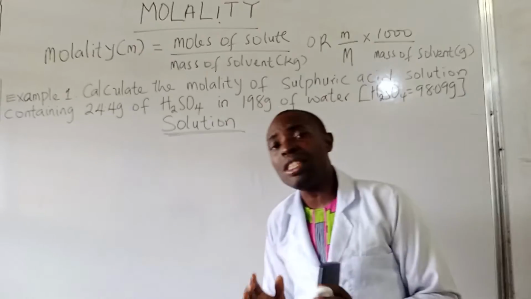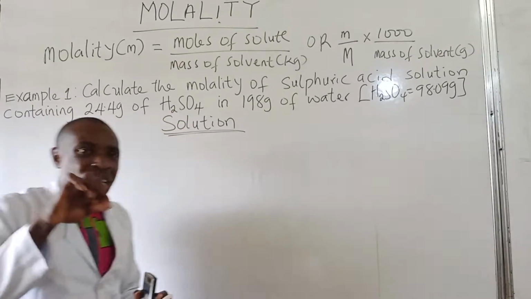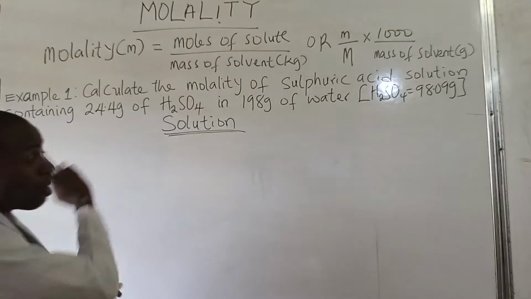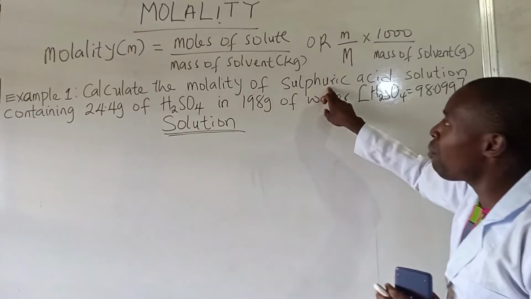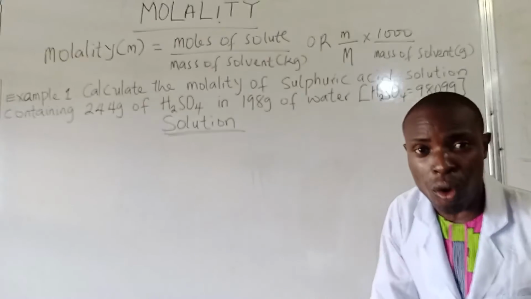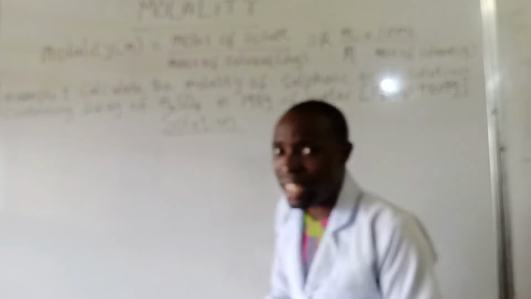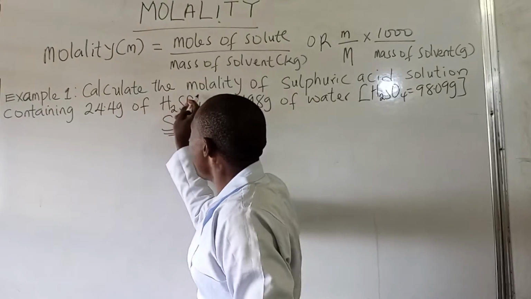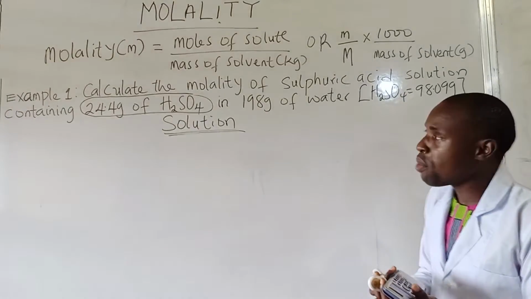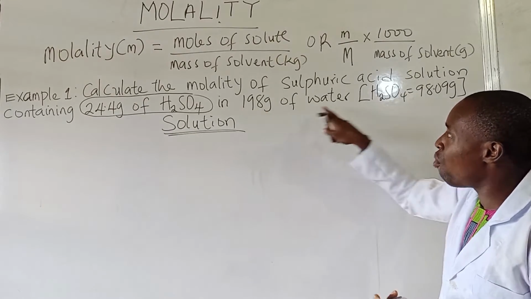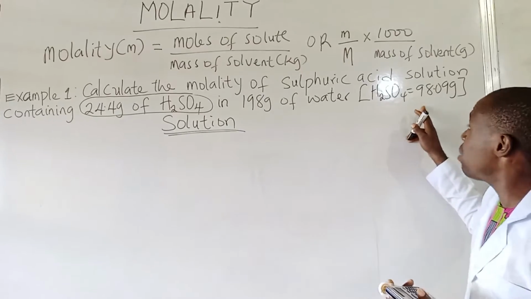So let's see a befitting question that will best analyze the subject matter. Example 1 says: calculate the molality of sulfuric acid, which is H2SO4, solution containing 24.4 gram of H2SO4 in 198 gram of water, given that the molar mass of H2SO4 is 98.09 grams.